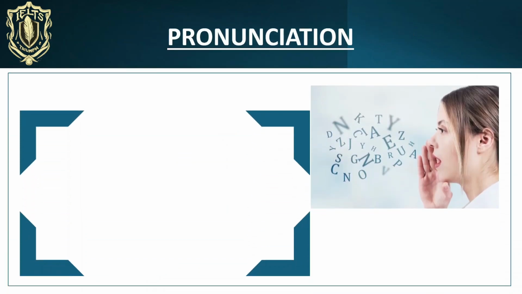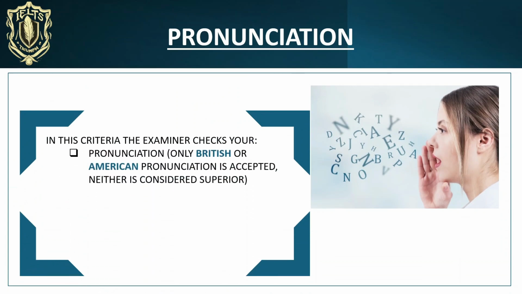The final criterion is pronunciation. In this criterion, the examiner checks your pronunciation. Only the British or American pronunciation is accepted. Neither of the two is considered superior. Understandability of speech. This means that your speech must be clear enough to be understood easily by the examiner.